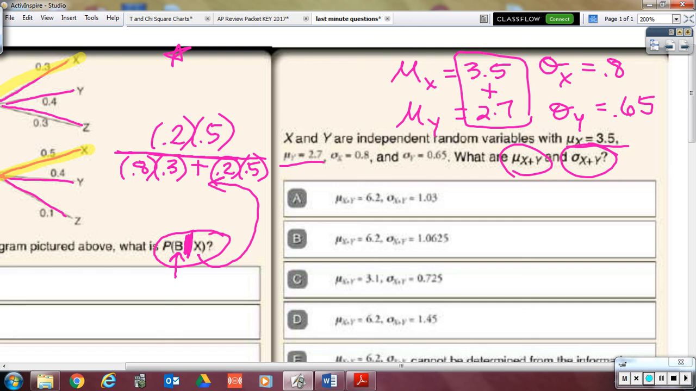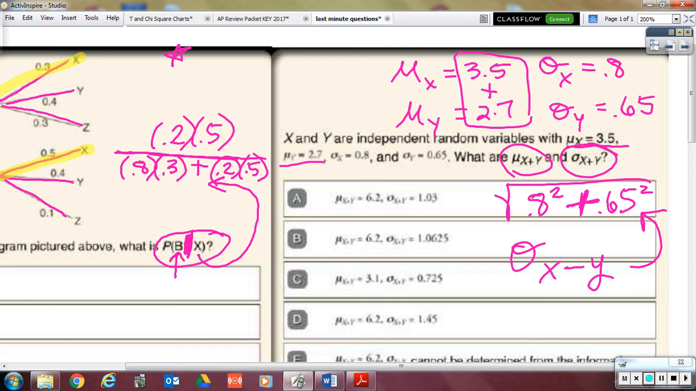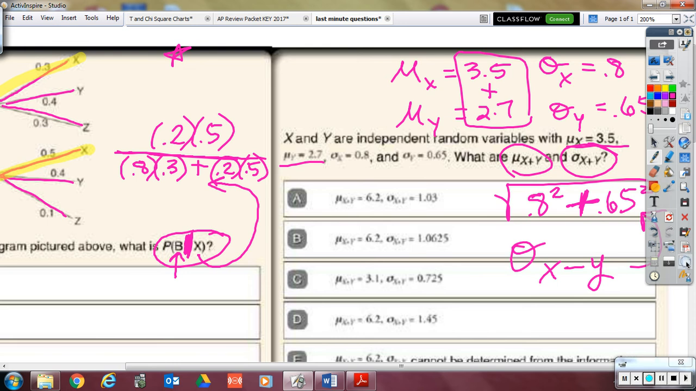Pythagorean theorem. So I cannot just add these two together. I have to go the square root of 0.8 squared plus 0.65 squared, and that'll be your answer. Furthermore, suppose that I had wanted the standard deviation of x minus y. What is that? Same thing, because your variability is always increasing even if you're subtracting. Okay. All right. And two more things.